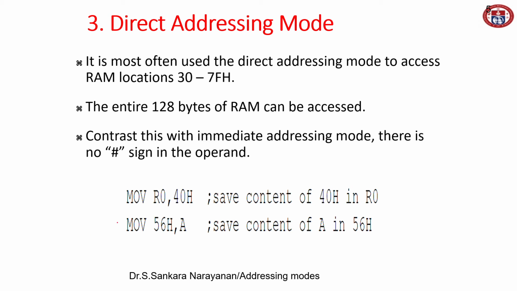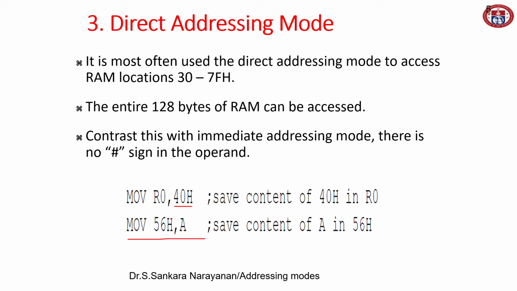MOV R0, 40H. This will save the content of 40 in R0. Here 40 is not a constant value, it is the address of the operand. Whatever content is available at address 40 will be moved into register R0. Similarly, the second example, MOV 56, A. Whatever the content of A, the accumulator, will be moved into 56. So this is direct addressing mode.